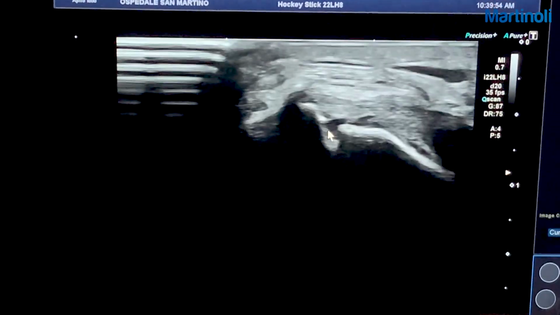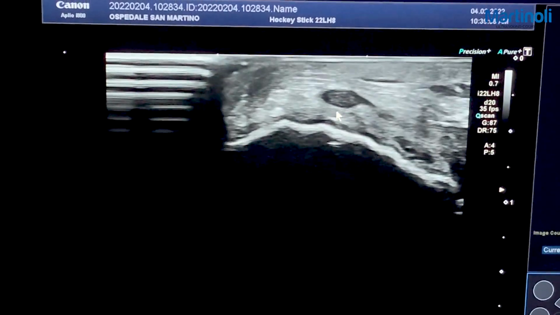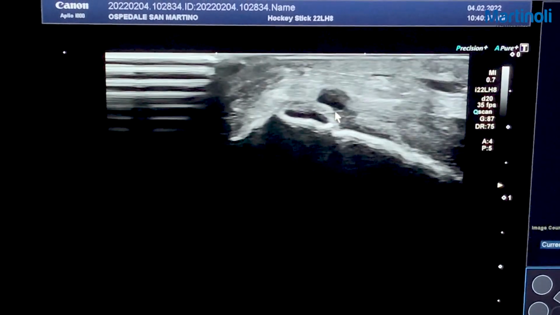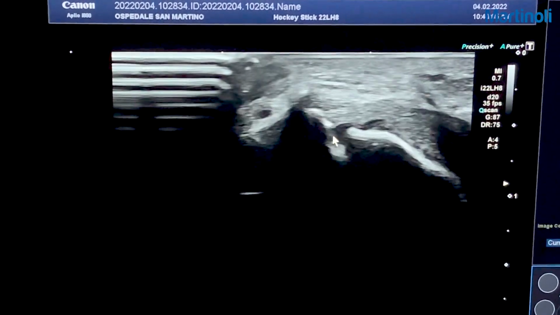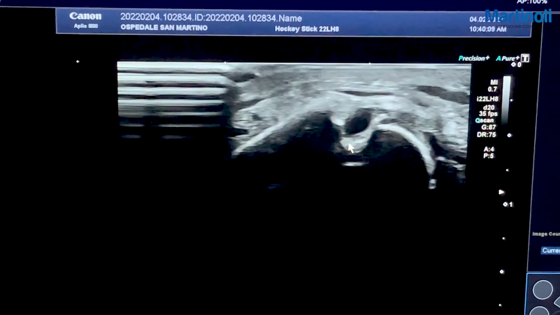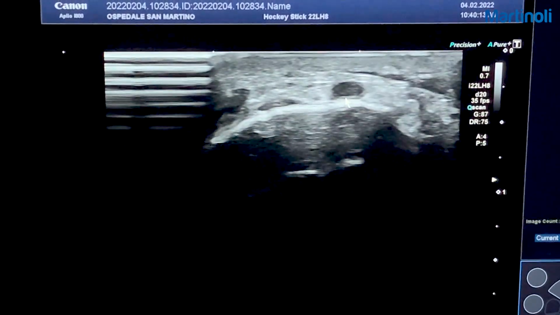And going down with the probe more distally, I see the nerve emerging from bone and moving again in the subcutaneous tissue. So this is an example of bone encasement of one of the divisional branches of the posterior cutaneous nerve of the forearm.